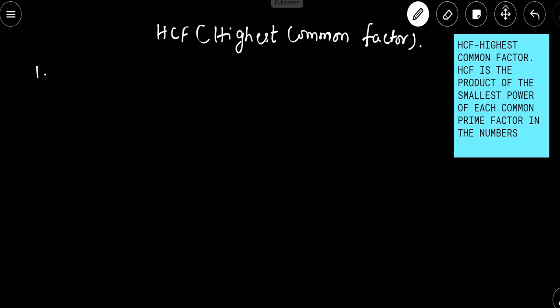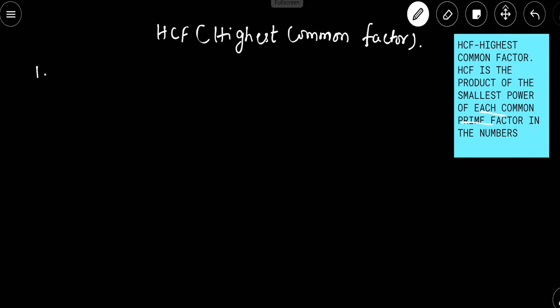Today I am going to teach you how to calculate HCF with an easy trick. First, what is HCF? HCF stands for highest common factor. Here I have written a definition of it: it is the product of the smallest power of each common prime factor in the given numbers. So we'll see with an example here.